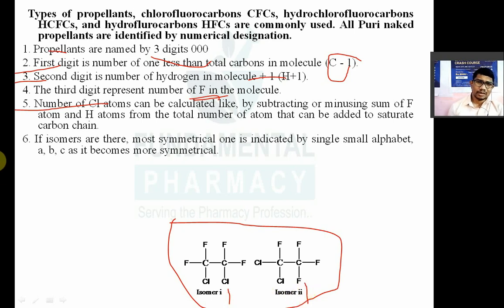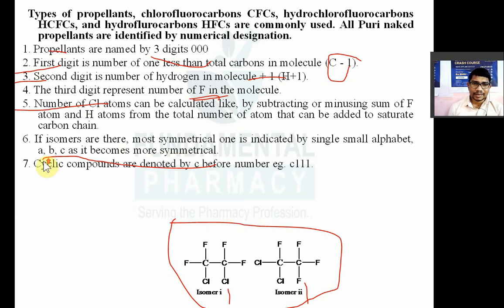एग्जांपल: डाइक्लोरोटेट्राफ्लोरोइथेन, इसका मॉलिक्यूलर फार्मूला क्या है? डाइक्लोरोटेट्राफ्लोरोइथेन, एग्जांपल लिया यहाँ पे वन. So C2Cl2F4. Now number of carbons are 2. इसमें number of carbon कितने थे? So first digit क्या आएगा इसका, C-1, that is 1. C-1, दो carbon है, so C-1 एक आएगा, 2 - 1 एक, first digit will be 1.